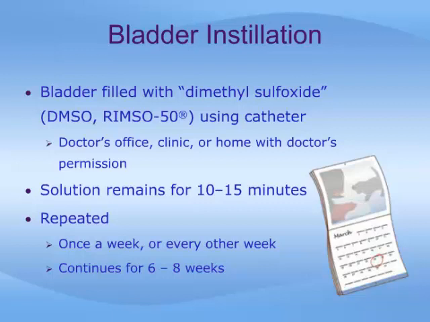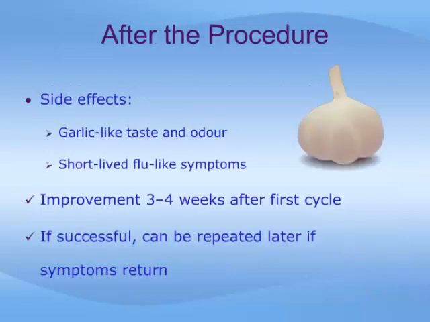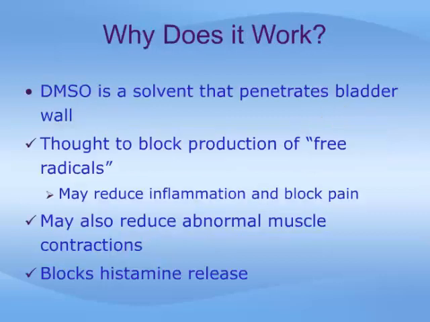The fluid remains in the bladder for about 10 to 15 minutes and then is urinated out. The treatment is repeated every week or two for between 6 and 8 weeks. This is called a treatment cycle. A common side effect of bladder instillation is a garlic-like taste and odor on the breath and skin. This lasts for a few days at most. If successful, patients usually notice an improvement within 3 to 4 weeks after the first cycle of instillations. The treatment can be repeated if symptoms worsen again.